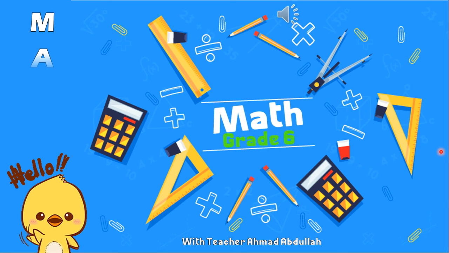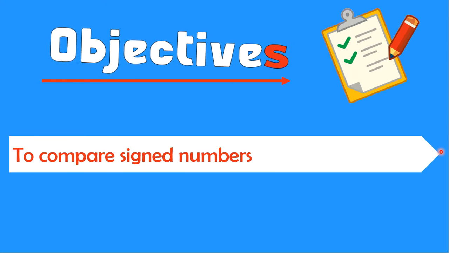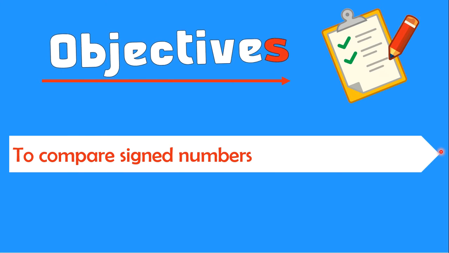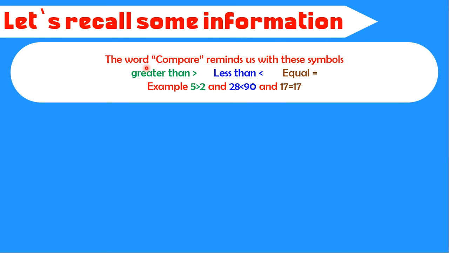Let's see our objective. Our objective today is to compare signed numbers. Let's recall some information. The word compare reminds us of these symbols: greater than, less than, and equal. Example, 5 is greater than 2, and 28 is less than 90, and 17 equals 17.